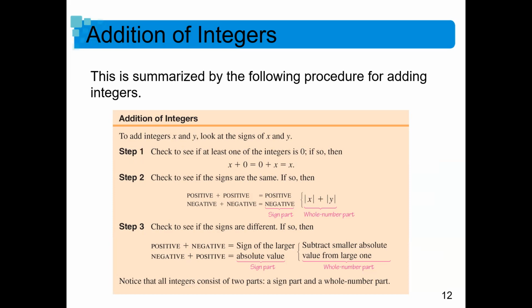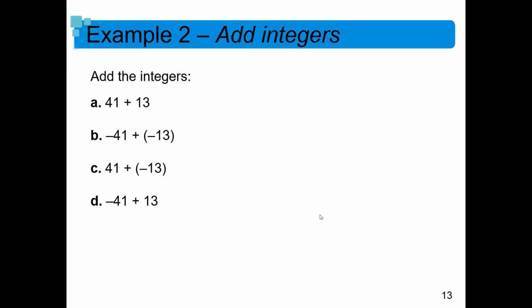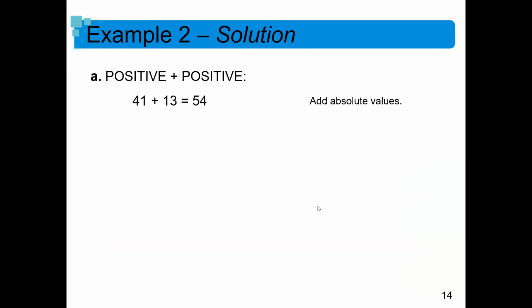Anyway, this is easier to understand if we have some examples. So for example, letter A, 41 plus 13, this is 54. Since both are positive, then you simply add them and then carry the sign of positive.